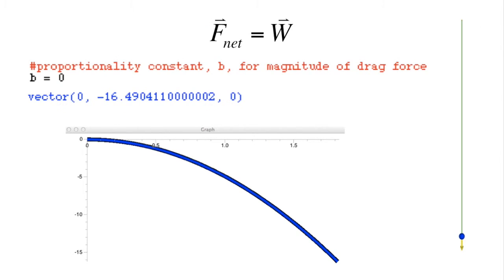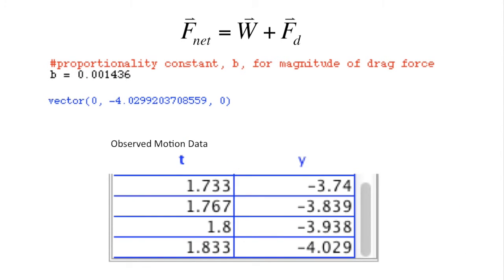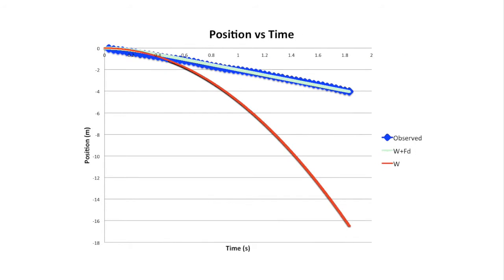When F net is just weight, represented by the yellow arrow, the magnitude of force is 4 times greater than with drag. The blue arrow represents the presence of drag. When I compare the model with drag to my data from Tracker, I see my end position closely matches the model's end position. This is further displayed on a position versus time graph.